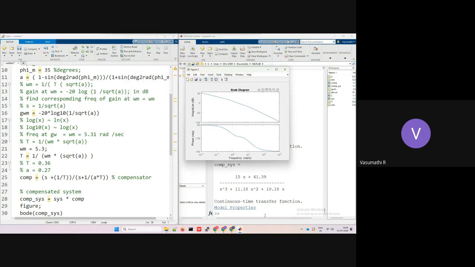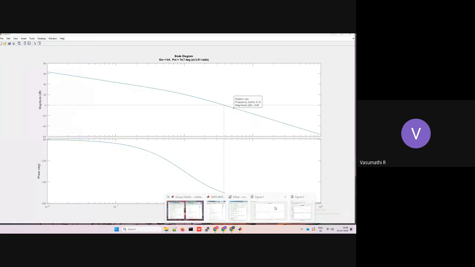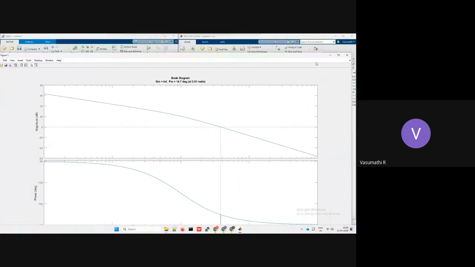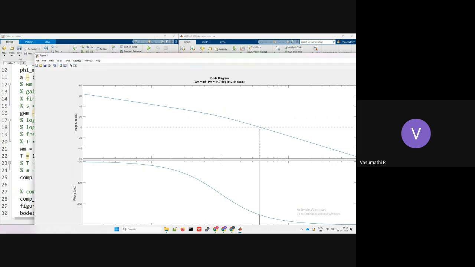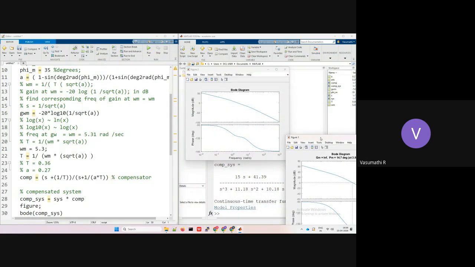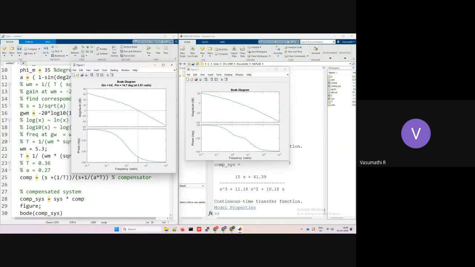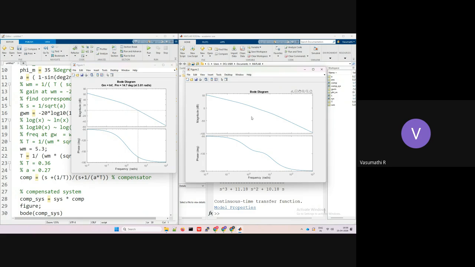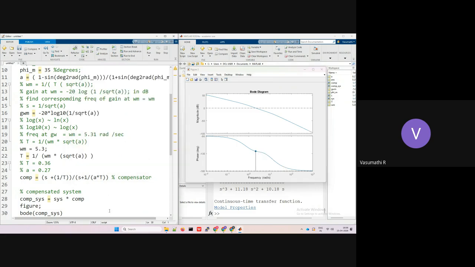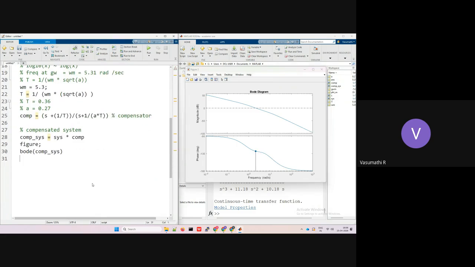So this is my figure 2, this is my figure 1. This is for the uncompensated system, this is for the compensated system. Let me show the characteristics, all stability margins. Gain margin is still infinity, phase margin is 51. So I will just type it here.